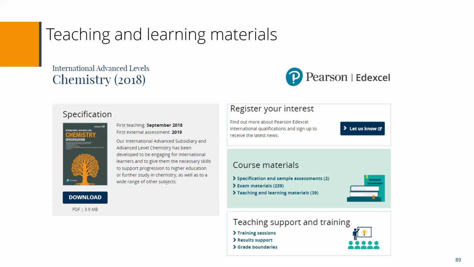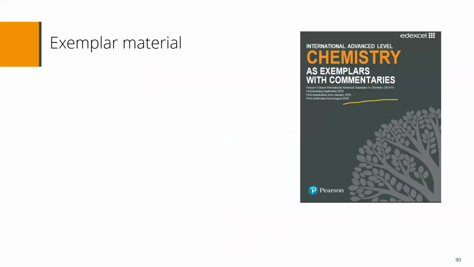And you can see you've got specification and sample materials. Look at the course materials box. You've got specification and sample materials, exam materials. You've got teaching and learning materials. Exam materials are all the past papers and mark schemes and examiners reports. The teaching and learning materials contain quite a few of the things that I'm going to show in the slides from here on in.